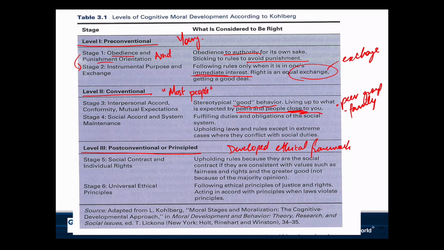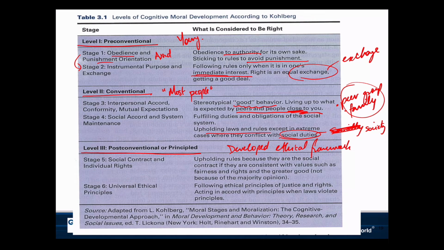Now, at the 4th level, we do things because that's what society expects. Okay, so what we've done is actually broaden the pool of influence. We're still doing what we do because of what other people think, but rather than those other people being those close to us, our peer group and our family, we've now extended it to what society expects. So we uphold the laws and rules, except in extreme cases, because that's what society expects.